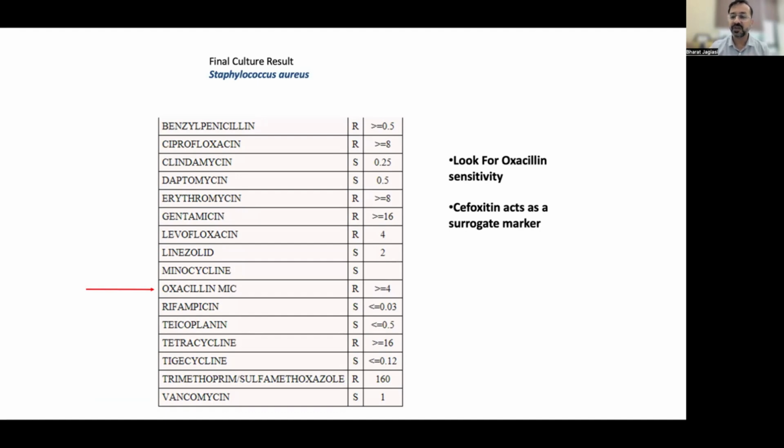It induces expression of the mecA gene more efficiently than oxacillin, making it easier to detect resistance in both the disk diffusion and the MIC testing. And as a result, CLSI recommends cefoxitin disc diffusion or MIC testing for routine MRSA detection.